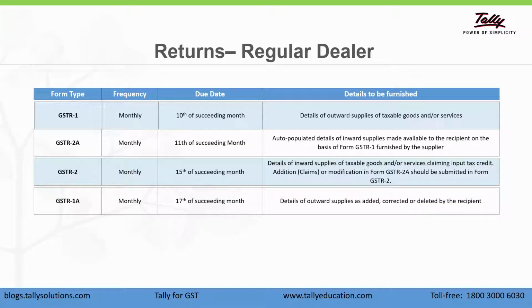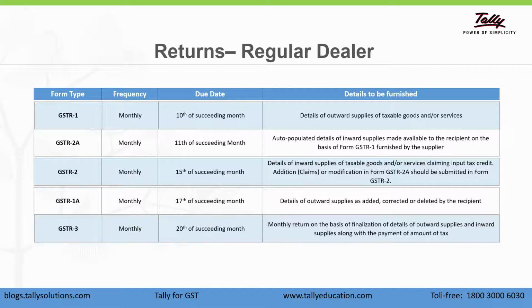On 17th of the succeeding month, Form GSTR1A is made available to all suppliers containing details of outward supplies added, corrected or deleted by recipients in their Form GSTR2. Form GSTR3 is the monthly return. The due date is 20th of the succeeding month. It will contain the final details of outward supplies and inward supplies, and it has to be furnished along with payment of the amount of tax for the month.